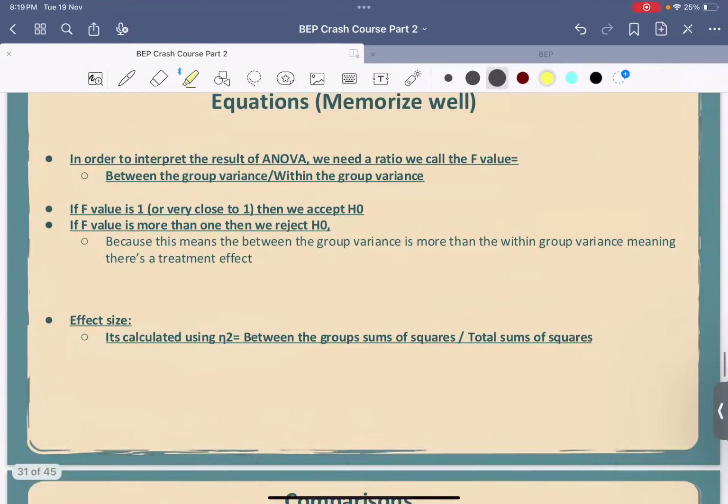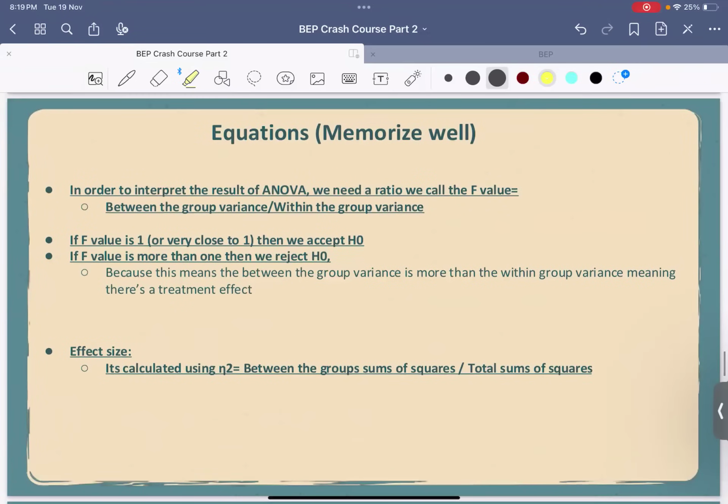Okay, so equations, and memorize these very, very well. Now, why I wrote memorize well here, other than the other slides, doesn't mean the slide is more important than everything I've been saying. It just means that in this slide, you probably won't understand. So just memorize it, okay?